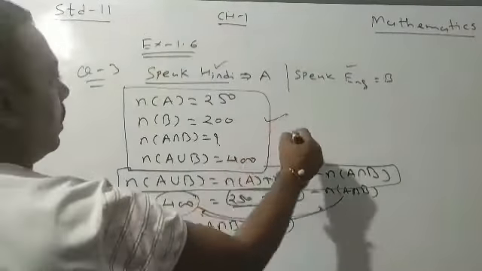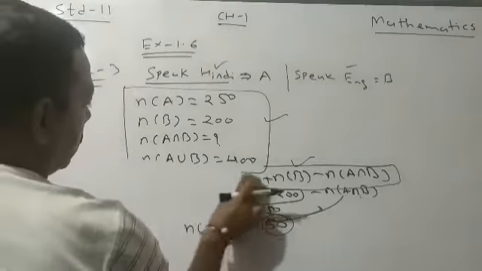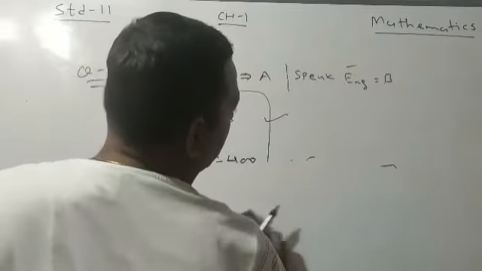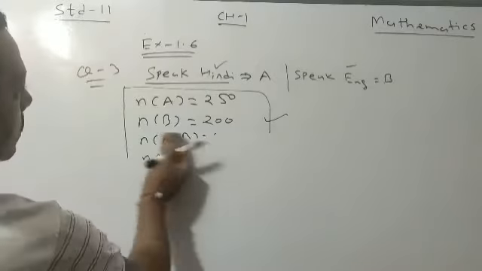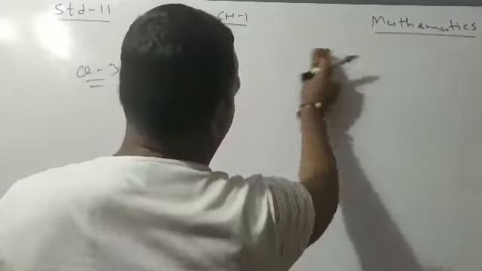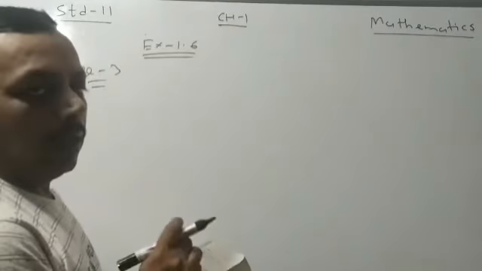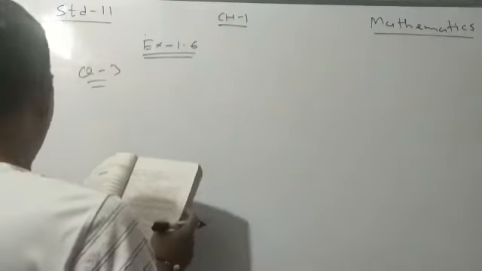If you write these two things properly, definitely you will get the correct answer. See, after completing the question, always make a habit to write the answer conclusion statement, that in this question there are 50 people who speak Hindi and English both.